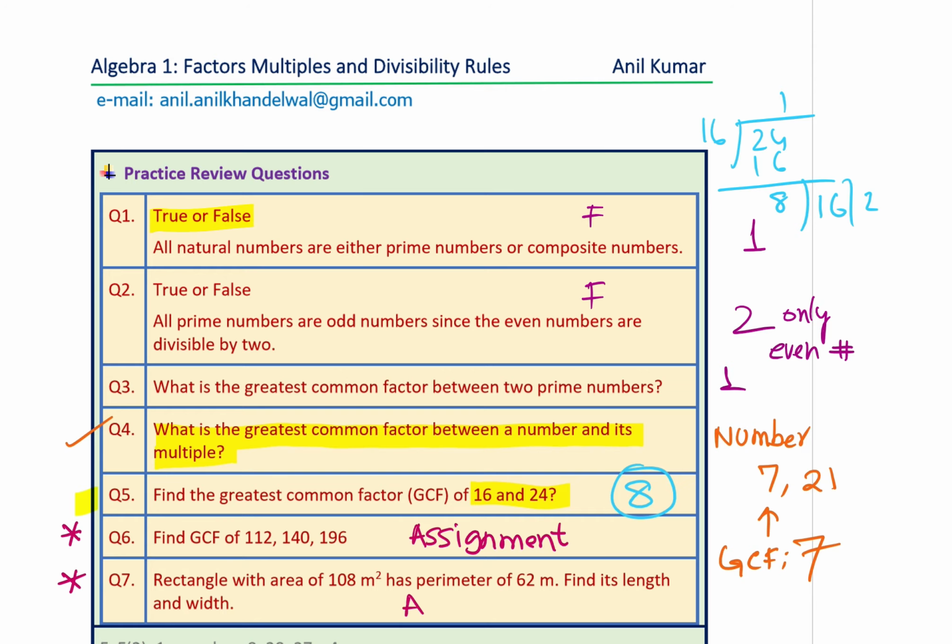And that one also is your assignment. Can you please read this? Now, if you have doubts about how to do it, you can ask me now, right? The question number 7 here is, a rectangle with area of 108 meters square has perimeter of 62 meters. Find its length and width, right? So you can figure out the length and width when you know both area and perimeter.